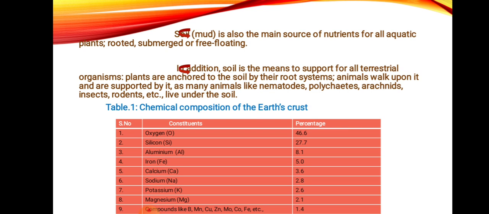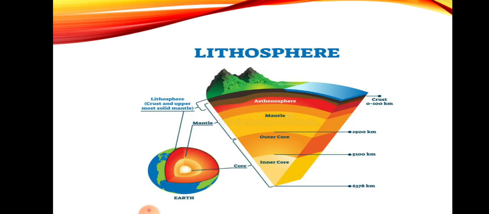Then the table which indicates the chemical composition of the earth's crust. What are the various chemicals present in the earth? There are totally 9 different types of chemical categories present. Out of these, oxygen is present at 46.6%, silicon 27.7%, aluminum 8.1%, iron 5%, calcium 3.6%, sodium 2.8%, potassium 2.6%, magnesium 2.1%, and components like boron, manganese, copper, zinc, molybdenum, cobalt and ferrous are present at 1.4%. All of these nutrients are very essential for all forms of life.